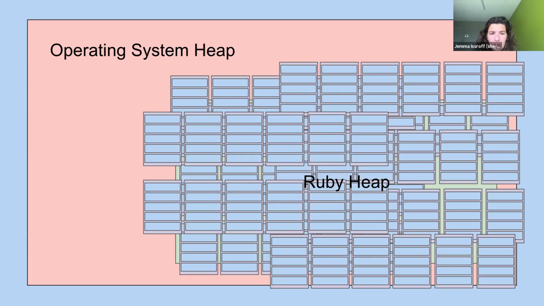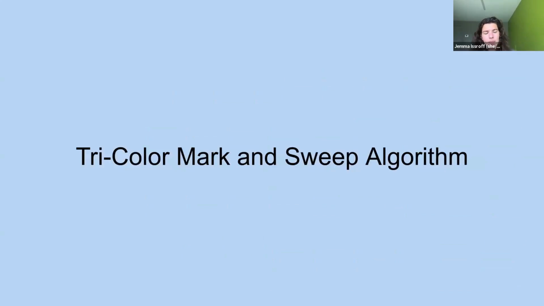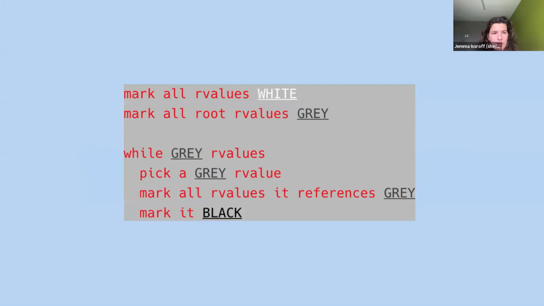So what was happening? What was the algorithm that was collecting all these objects and cleaning it up? Ruby's garbage collector uses an algorithm called the tricolor mark and sweep algorithm. Don't worry about reading this all, we'll step through it, but this is the gist of the algorithm. We mark everything white, we transition things to gray, and then eventually to black.